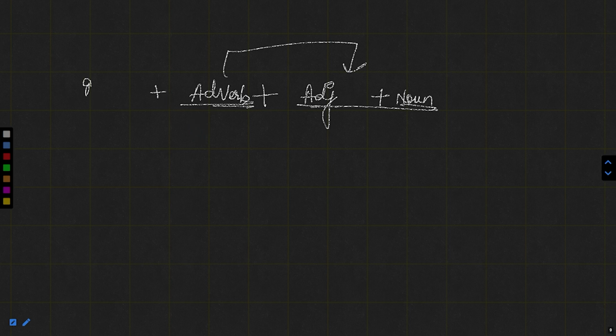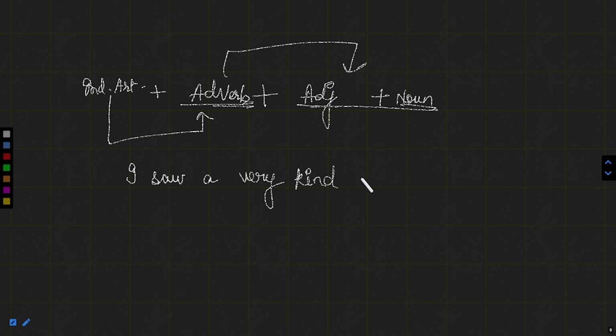Now, indefinite article should be necessarily placed and it should be used according to this adverb. For example, if I say I saw a very kind woman. Now, very kind woman. Now, woman is a noun, kind is an adjective, very is an adverb, and we are using a. And this a is used according to the nearest word, that is adverb, which is beginning with the consonant sound. Now let us get back to the slides.